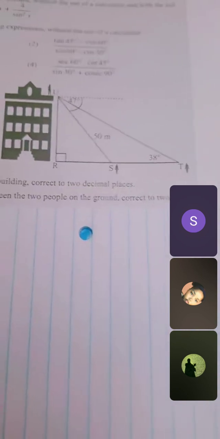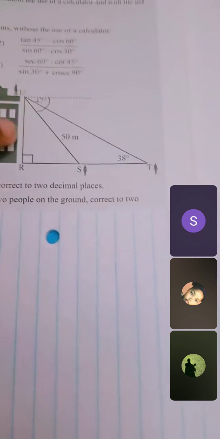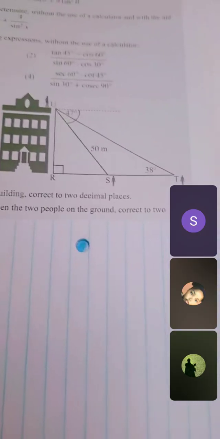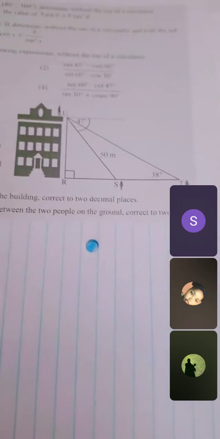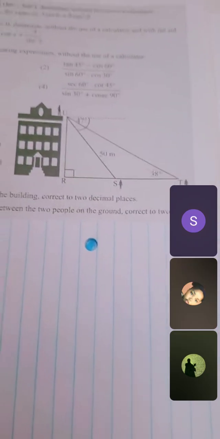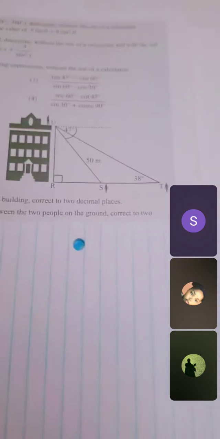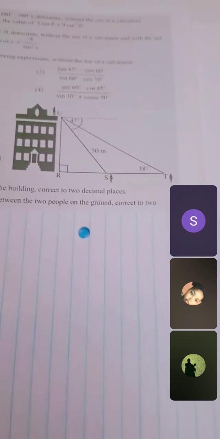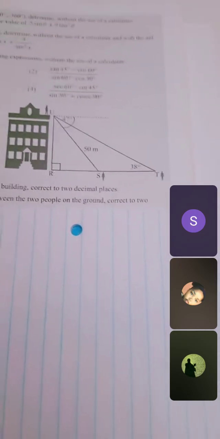Say that again, Khodat. URT, yes, that's one triangle. URS, that's another triangle, true. And UST. So do you see why we say 3? Yes, sir. So those are just generally 3 triangles.